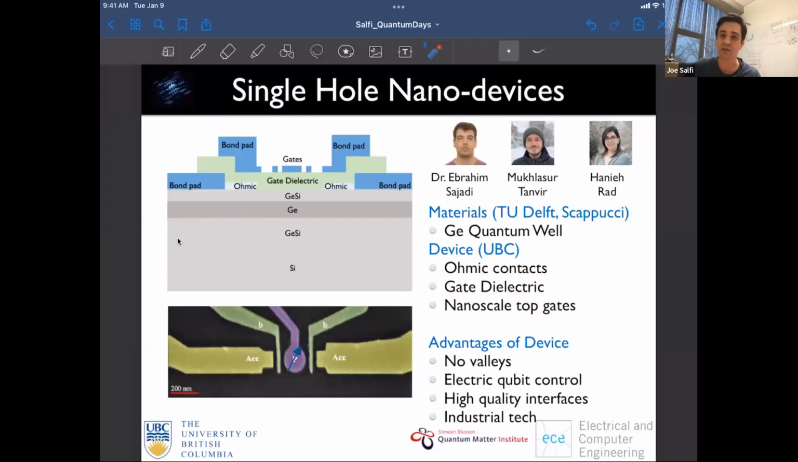The advantages of this device, which I just want to reiterate, is that there's no valley degree of freedom like there is for electrons. We get control over the qubit electrically because of the spin orbit coupling. We have these high quality interfaces, and germanium on silicon actually turns out to be an industrial technology that's done on large scales. It's no less industrial than silicon is. And the reason to go to germanium is because a silicon well won't confine a hole. You need germanium. And what's exciting about germanium is it can also be isotope purified, so we don't lose this perspective for long coherence times.